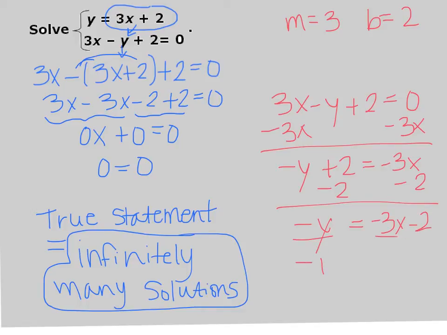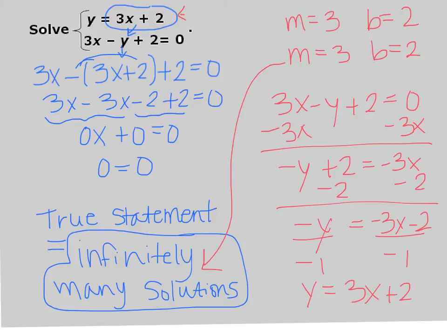Don't forget to divide by -1. And there's our equation in slope-intercept form, which you might notice is the exact same as the top equation. And their slopes are the same. Their y-intercepts are also the same. So we give the same answer, infinitely many solutions. They're the exact same equation.